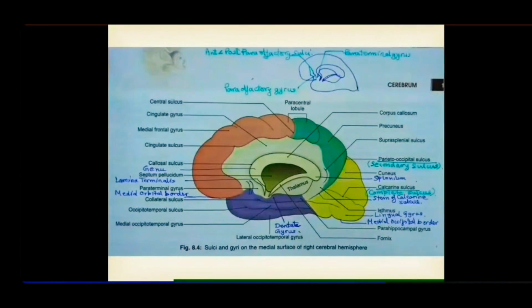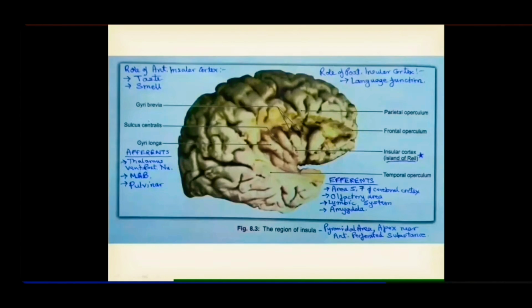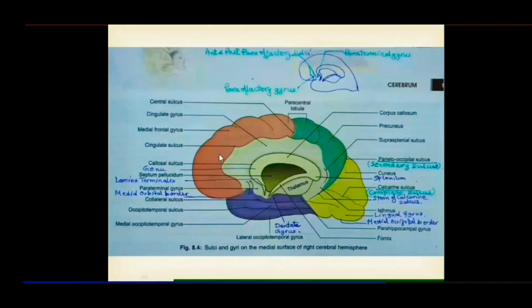Now what you're seeing is the medial surface of the cerebral hemisphere. So on the medial surface, first identify the important landmarks.